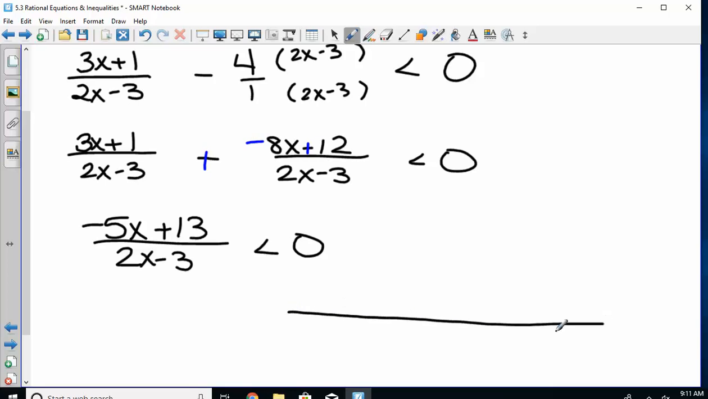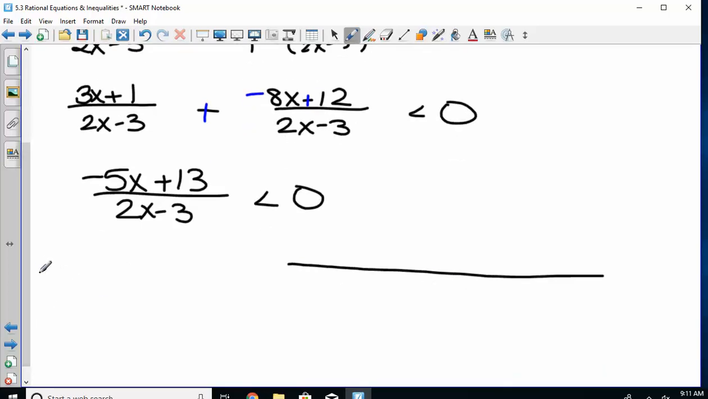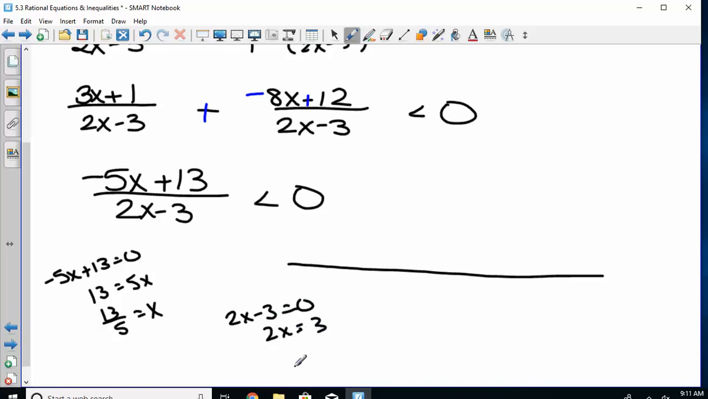Our line. Okay. I need to know what makes top and bottom equal to 0. So if you want -5x plus 13 to equal 0, 13 equals 5x, and you get 13/5. If I want to know what makes 2x minus 3 equal 0, we get 3 over 2. 13/5, that's like 2.6 if you put it in your calculator. 3 over 2 is 1.5, so 3 over 2 is smaller. Okay, and you're welcome to use those fractions, or those decimals, if you prefer.